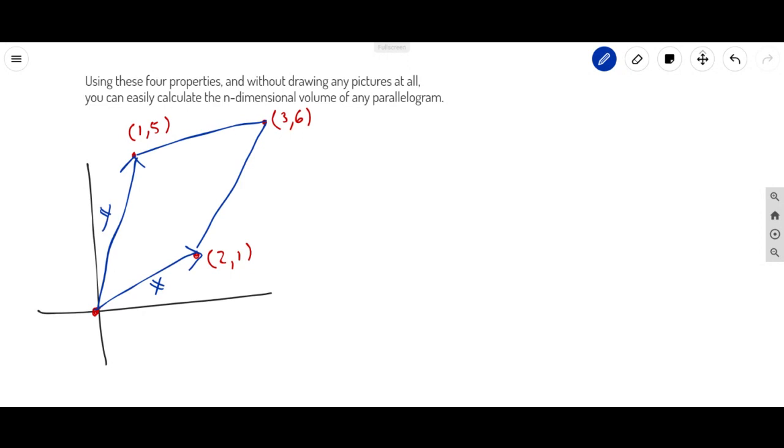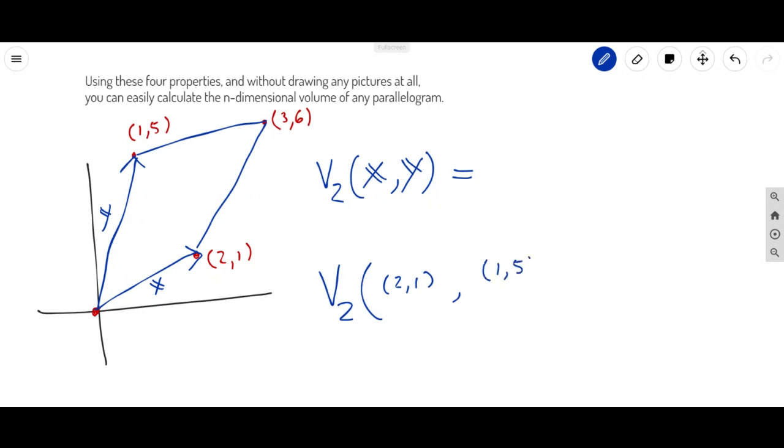And the volume of the parallelogram, let's say you want to find v. In this case, it's v2 because we're talking about area. So that's a two-dimensional measurement. How do you find v2 of x comma y? Well, you're going to use the standard basis vectors. So you take x, which is the vector 2 comma 1, and y, which is the vector, in this case, 1 comma 5. You have to write it in terms of the standard basis vectors.